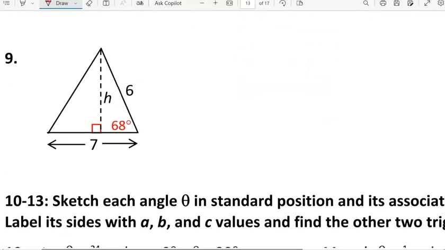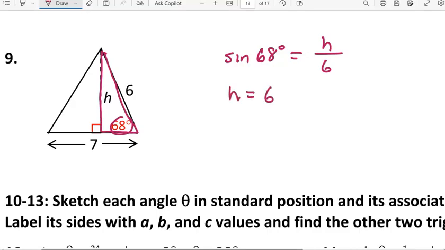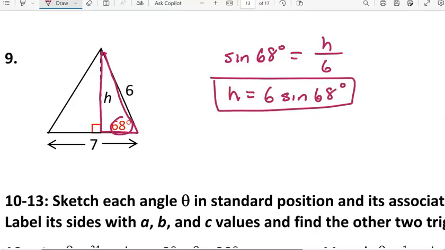In number 9, we have a similar situation. Within this non-right triangle is a right triangle. In relation to the 68-degree angle, h is opposite, 6 is the hypotenuse. So again, we can use a sine ratio. Sine of 68 degrees is equal to the ratio of the opposite to the hypotenuse. Multiplying both sides by 6, h is 6 times the sine of 68 degrees.